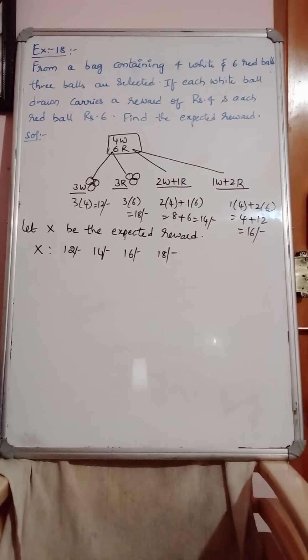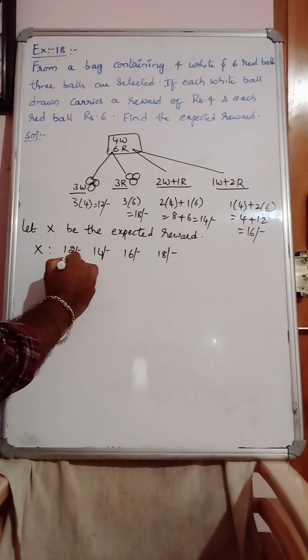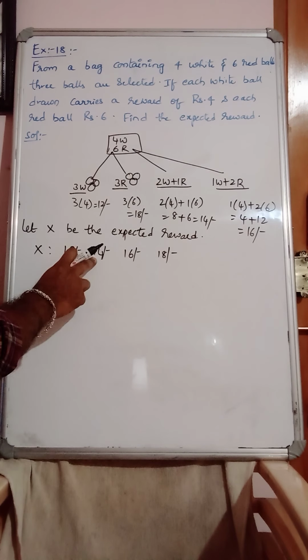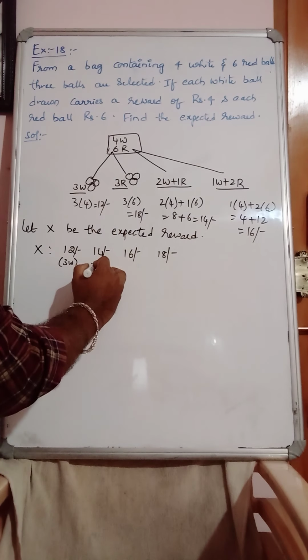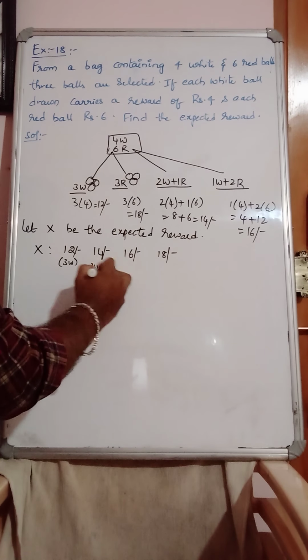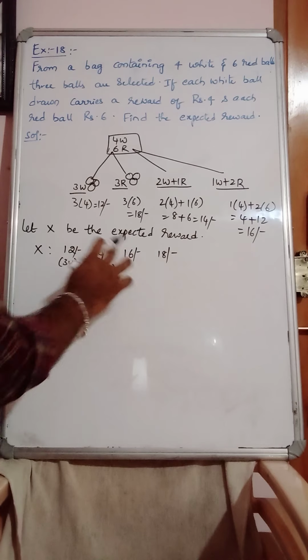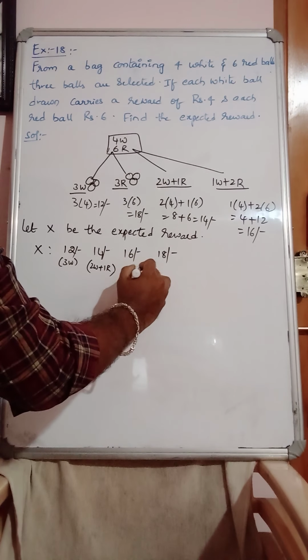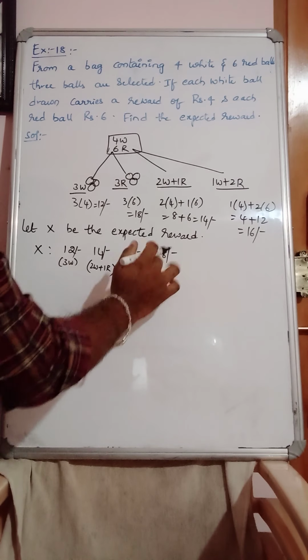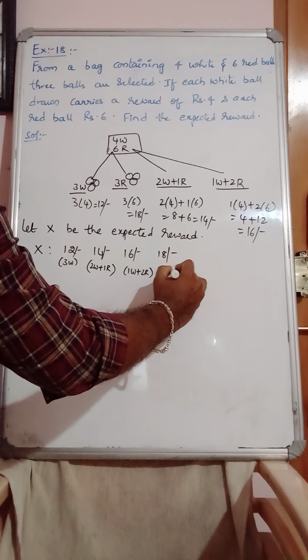Am I clear? The real values of X were 12 rupees, 14 rupees, 16 rupees and then 18 rupees. 12 rupees is for 3 white, 14 rupees is for 2 white and 1 red, 16 rupees is for 1 white and 2 red, 18 rupees is for 3 red.